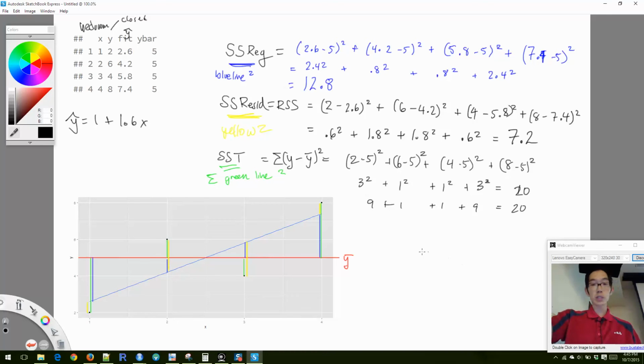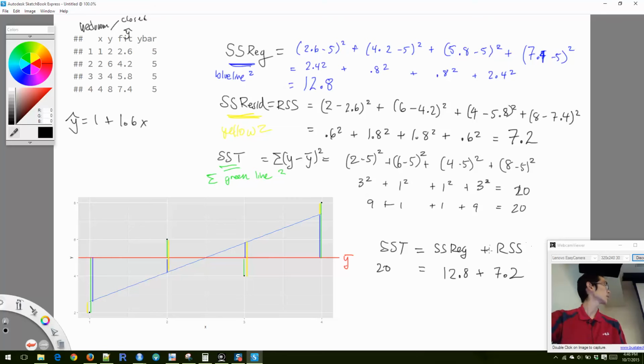Okay, so we see that the sum of squares total, which is 20, is indeed equal to the sum of squares regression plus the residual sum of squares. This is equal to 12.8 plus 7.2. Okay, so that's nice, right?